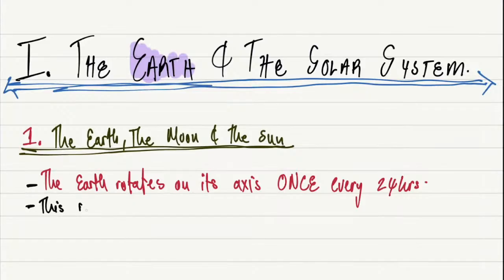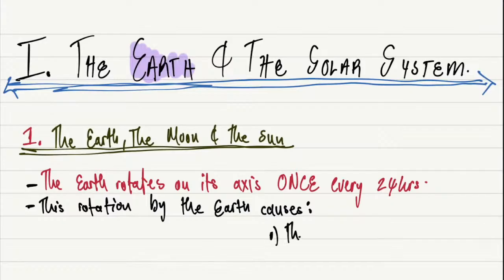This rotation by the Earth causes, 1, the day and night. So let's just say it causes day and night. Why is it evening right now? Because the Earth is rotating. Do you hear me? Will we have day and night if the Earth is not rotating? Students, are we going to have day and night if the Earth is not rotating?